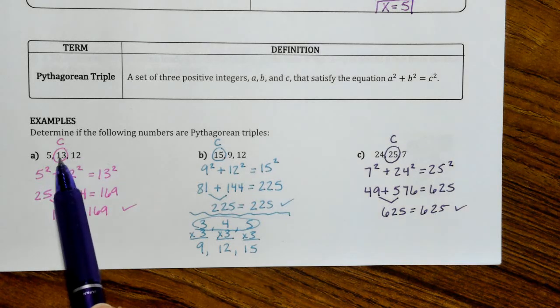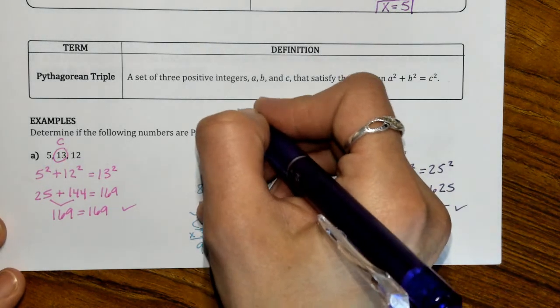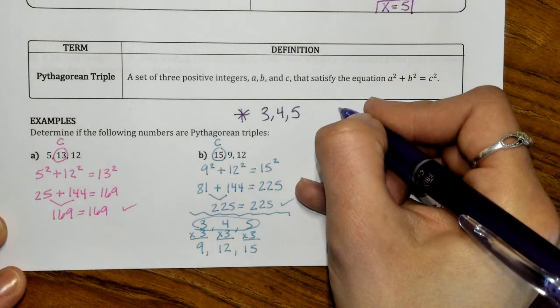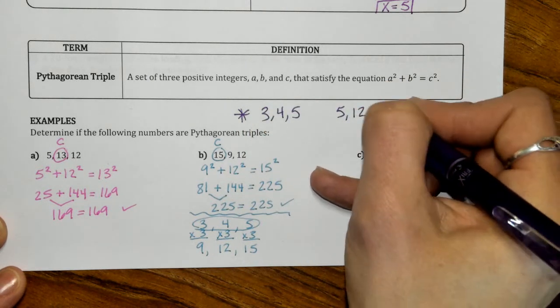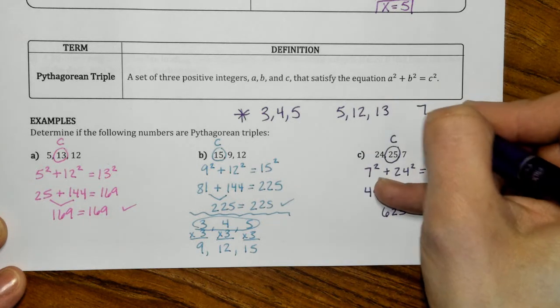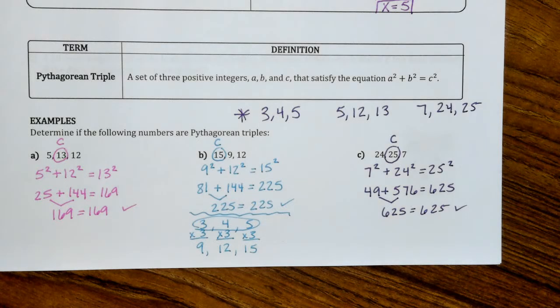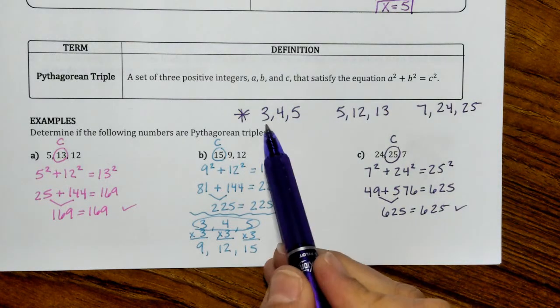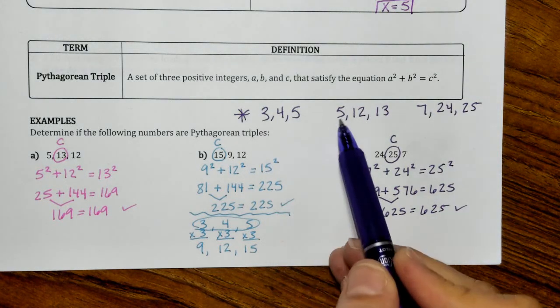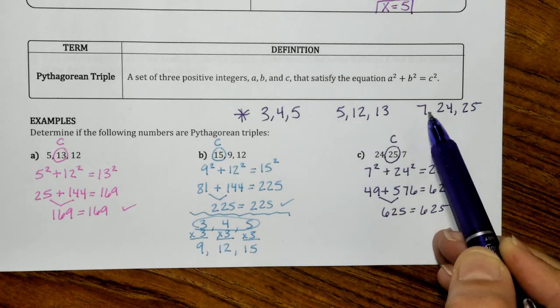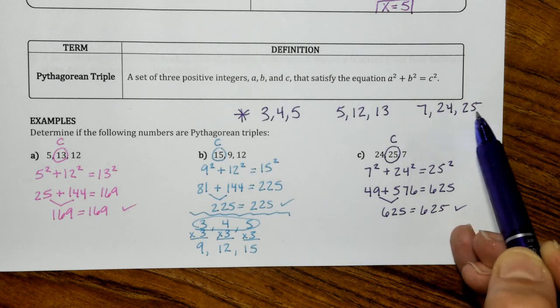your 5, 12, 13. So we can write these up here. We have our 3, 4, 5. We have our 5, 12, 13, 7, 24, 25. The reason these are the easiest to memorize is because, well, 3, 4, 5, done, right? 5, and then you have 12, 13 consecutive numbers right here. Same thing here. You have 7, and you have 24, 25.